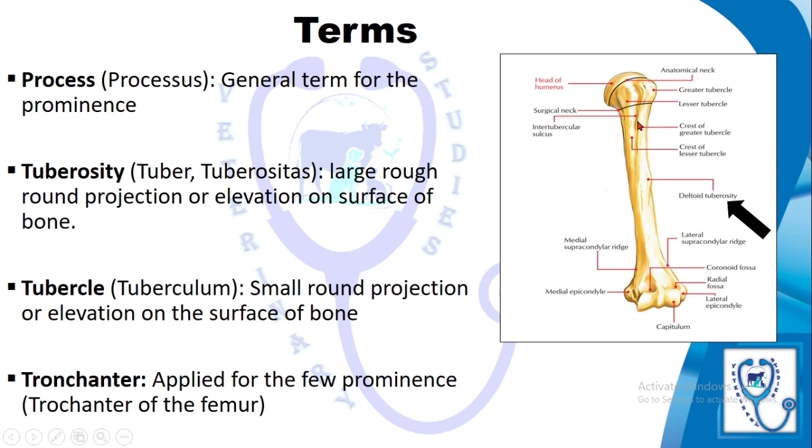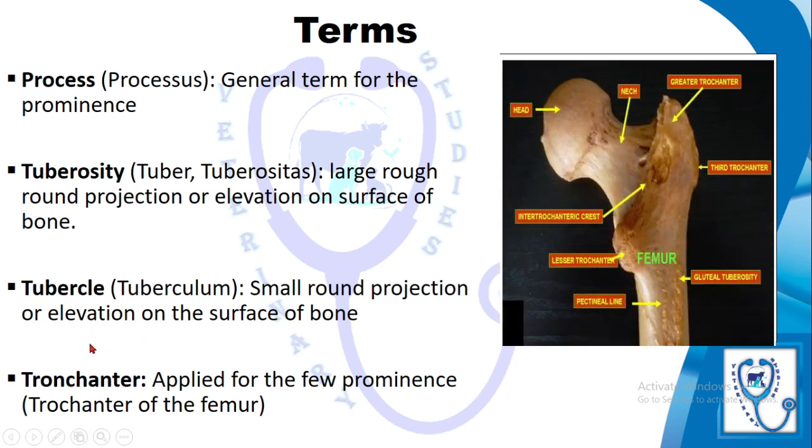At the shaft of a humerus bone, there is a large round projection or elevation which is known as the deltoid tuberosity. Tubercle. Tubercle is a small round projection or elevation on the surface of a bone. At the proximal end of a humerus bone, there are two tubercles, the greater tubercle and the lesser tubercle. If we compare tuberosity and tubercle, tuberosity is a large, rough, round projection, whereas tubercle is a small round projection. Tuberosity is larger in size, whereas tubercle is smaller in size.